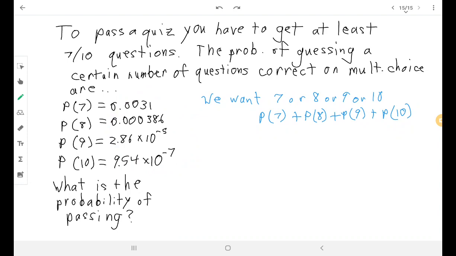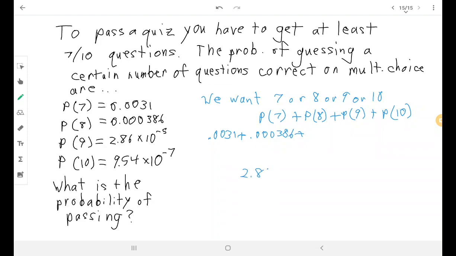So that looks like 0.0031 plus 0.000386 plus, and then we've got this, and you've got to know how to deal with that.